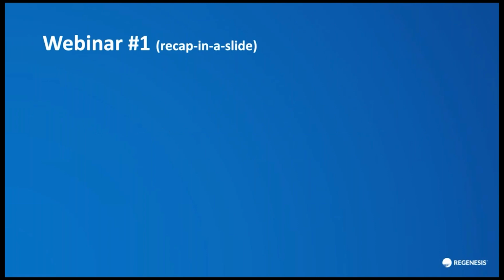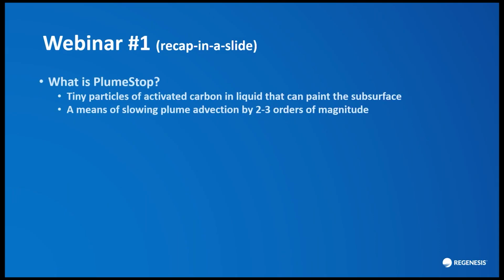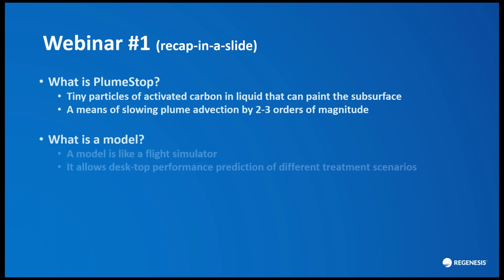In a slide, what we covered in the first webinar is what is PlumeStop. PlumeStop is tiny particles of activated carbon in liquid and carrier polymers that can paint the subsurface. It provides a means of slowing plume advection by 2 to 3 orders of magnitude, 100 to 1,000 times or thereabouts. What is a model?